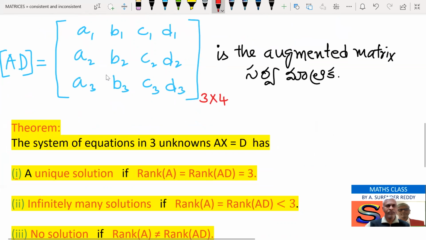Coming to this one, if you combine A and D, the coefficient matrix and the constant matrix, this matrix is represented by capital A, capital D, and is called the augmented matrix. Sarva matrika antam. దీనిని augmented matrix లేదా sarva matrika. ఇక్కడ గుణక మాత్రిక, స్థిర రాశి మాత్రికను కలిపి రాసినటువంటి 3 by 4 ordered matrix is represented with AD and is called augmented matrix and sarva matrika antam.